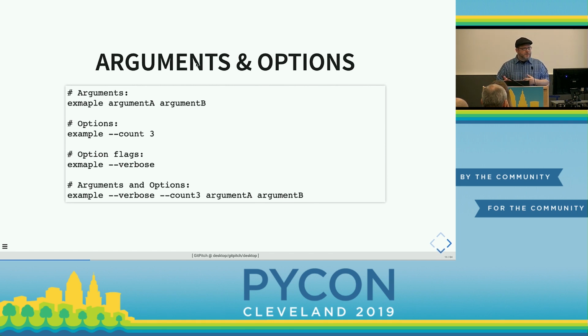And then there's options, and as the name implies, they're optional. So there's some sort of default behavior, but if you want to change that default, you can pass the option. And then there's a couple different types of options. There's options that take values, like --count 3. But then there's options that are flags, and those are just the option name itself. And then you can use them together in combination to get the application to do what you want.